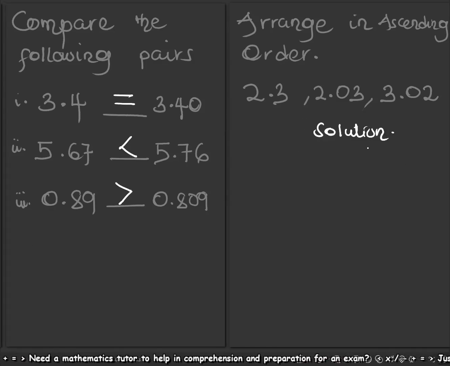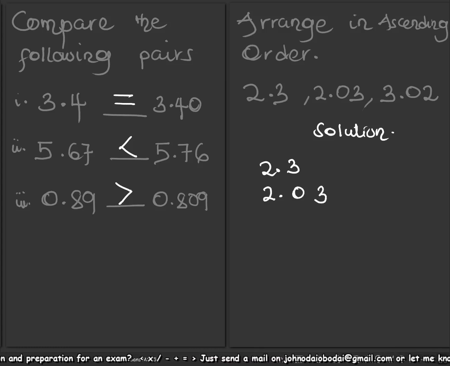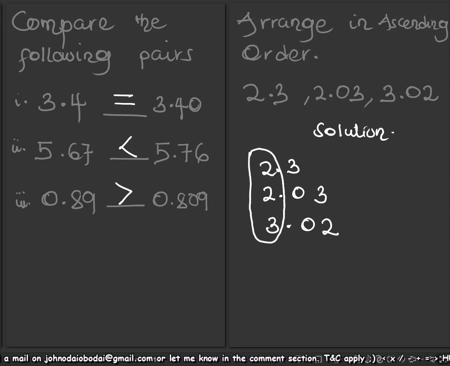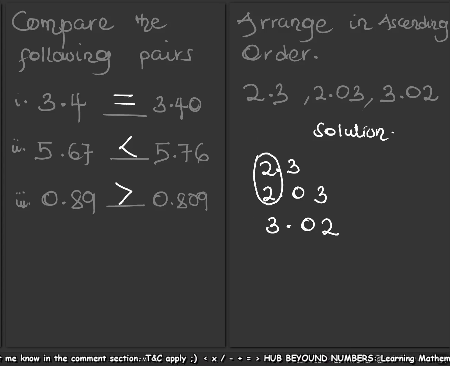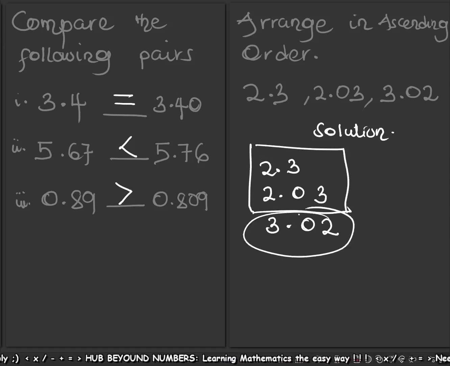So to arrange it, as I have said earlier on, let's always try to align our decimals. So we have 2.3, then a 2.03, and then a 3.02. The first thing we need to look out for is what? The whole numbers. You see? And since they said we should arrange in ascending order, then it simply means we need the small one first. So among the whole numbers, these two are the smallest because they are all 2, whilst this is 3. You see? So among these two now, this third one is certainly the greatest.